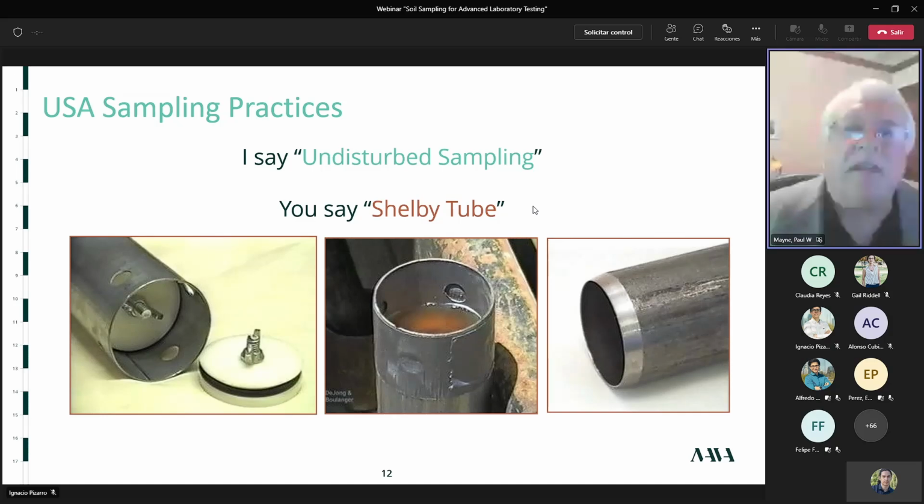So in the USA, if I say undisturbed sampling, most of the geoengineers in this country would say Shelby tube. Well, okay. Next.